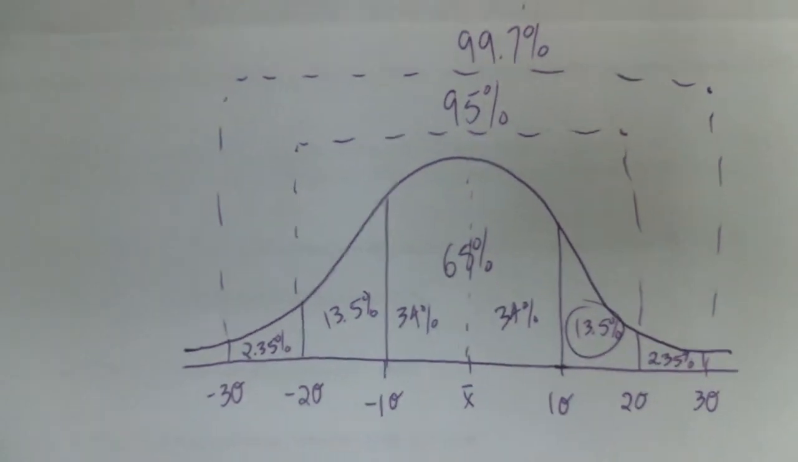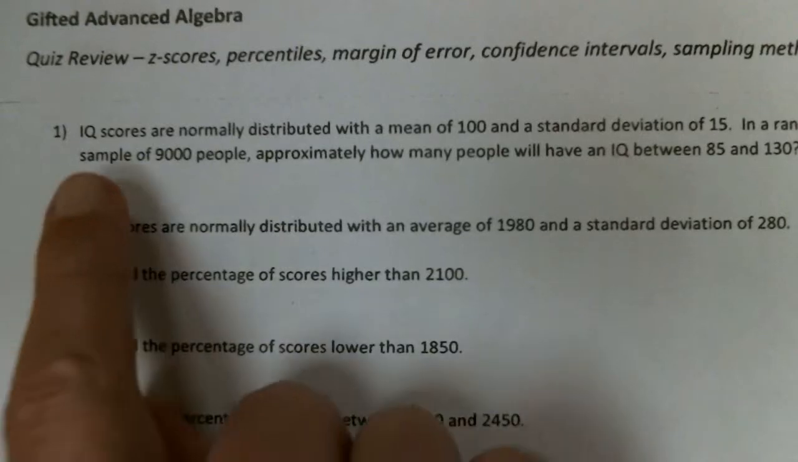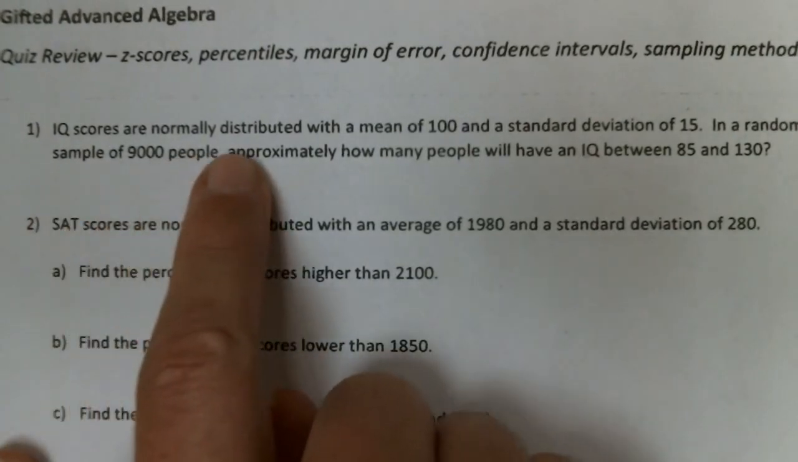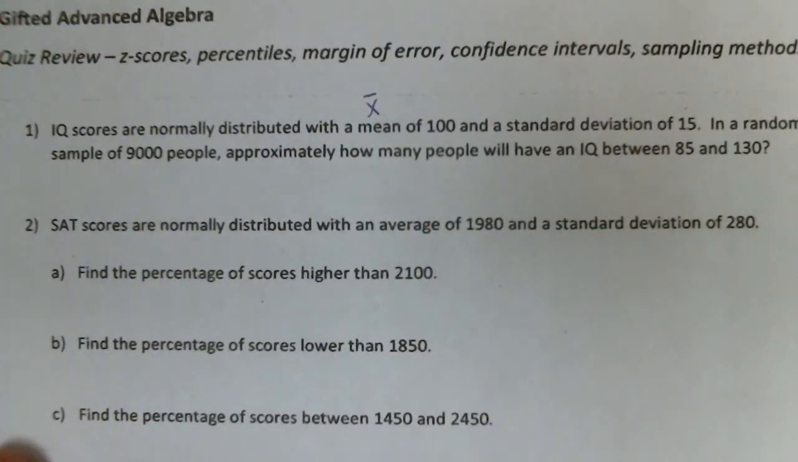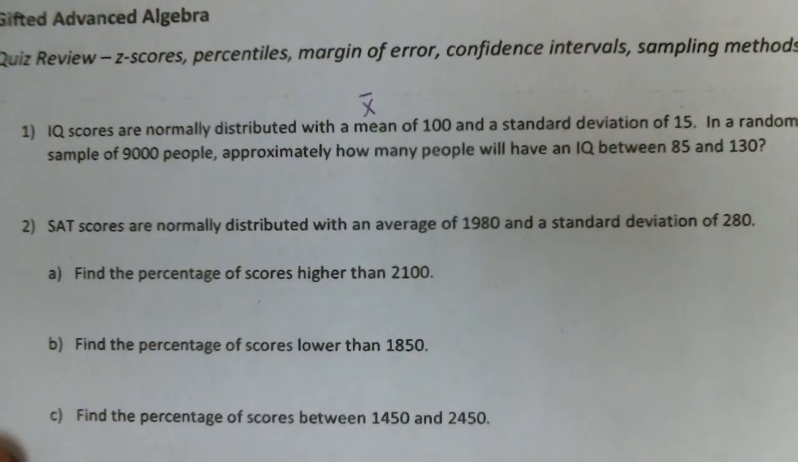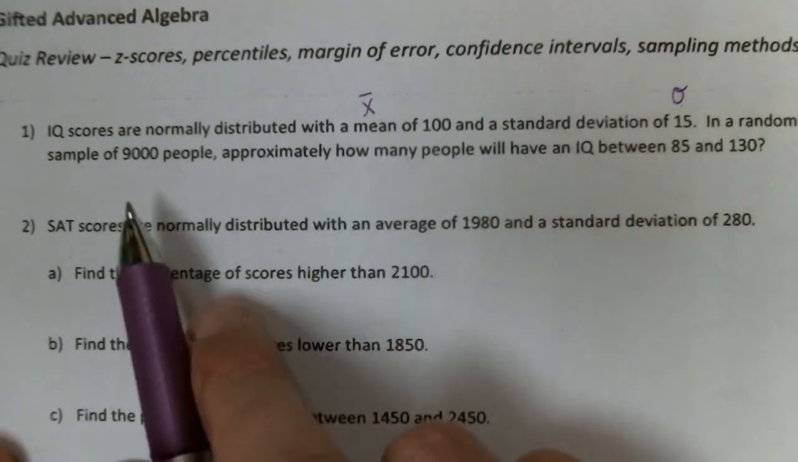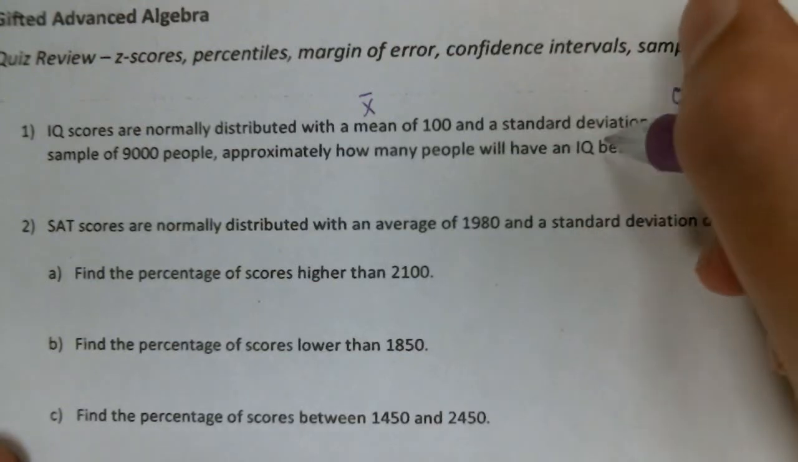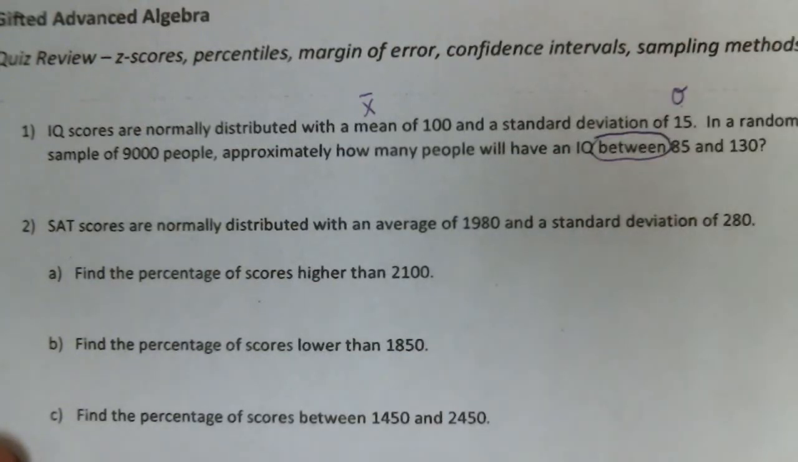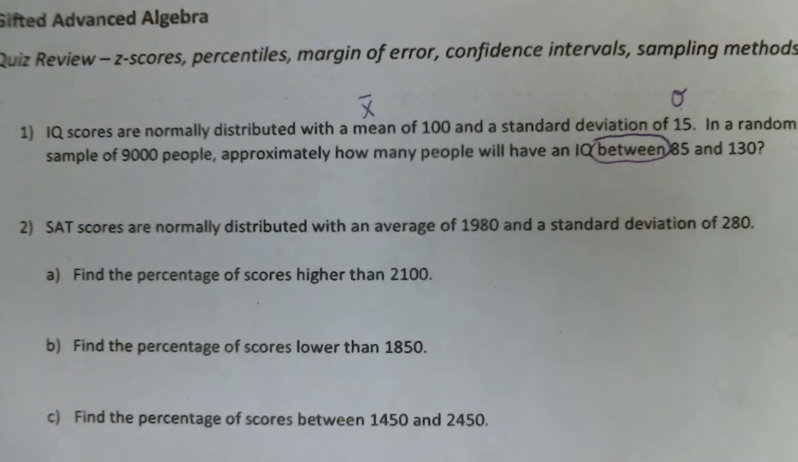Z-scores are more exact. So when I look at this first problem here, we're talking about IQ scores. They're normally distributed with an average, okay, that's our X bar, of 100 and a standard deviation of 15. There's our sigma there, our standard deviation. In a random sample of 9,000 people, approximately how many people will have an IQ between? When you guys see that trigger word, always look for these trigger words in math, especially statistics. Between 85 and 130. Okay, I'm trying to capture the data between both of those numbers.